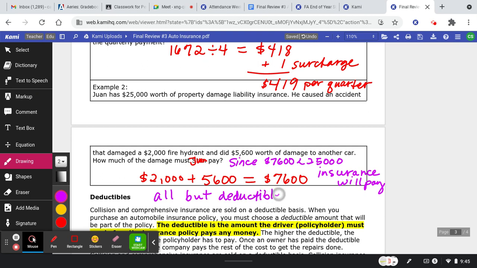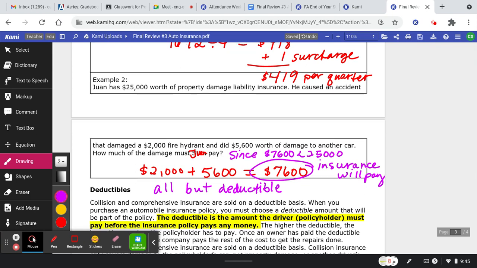And so in this question, we would say that insurance covers everything except the deductible, but it didn't tell us in this example how much Juan's deductible was. So let's go to the next section and remind ourselves, what are deductibles anyways? Juan would pay the deductible and the insurance would pay the rest because it is under the $25,000.